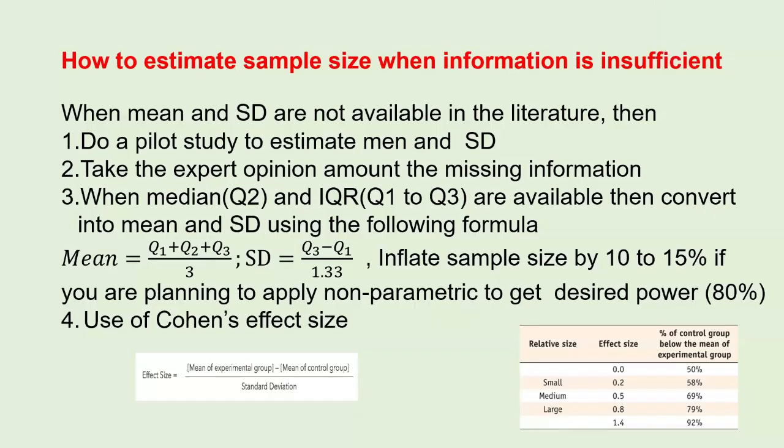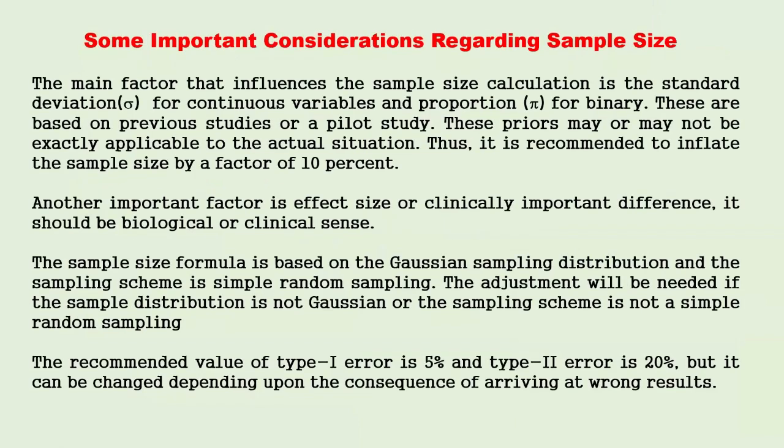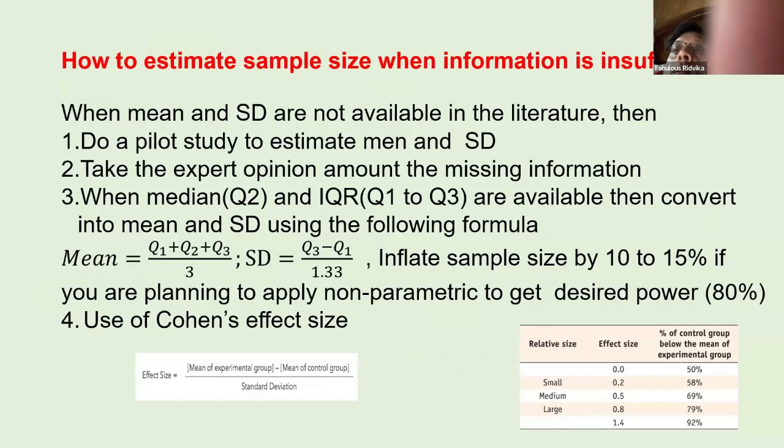Excuse me, sir. Sir, standard deviation of which group is taken? Experimental group or control group? Generally, we assume that both standard deviations are similar. But if you have different standard deviations, there is a formula for that. Generally, what happens is that if you are doing an experiment, you know the standard deviation of one group, but you don't know the standard deviation of the other group, so you assume it is similar to the first group.